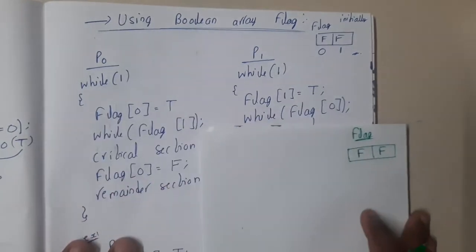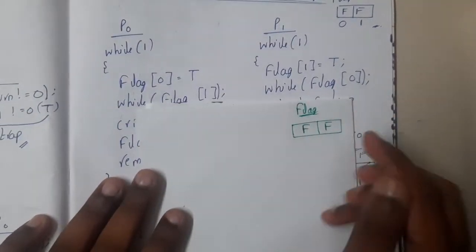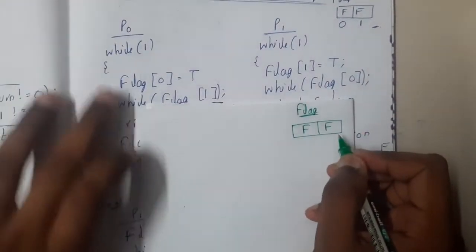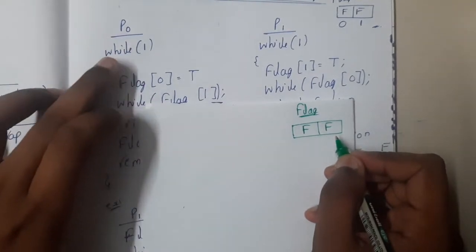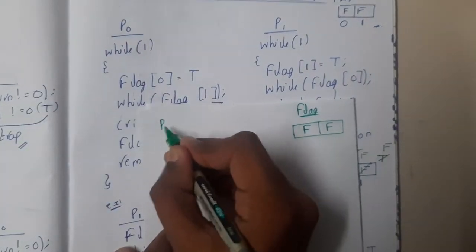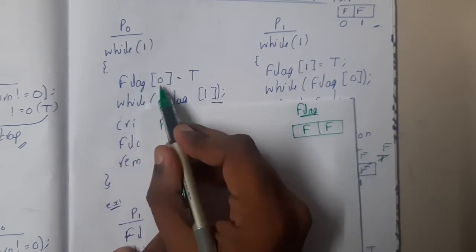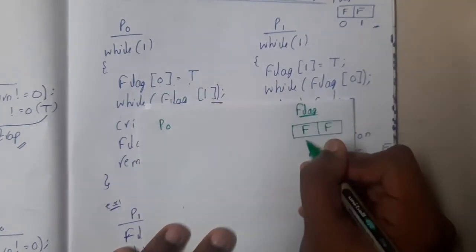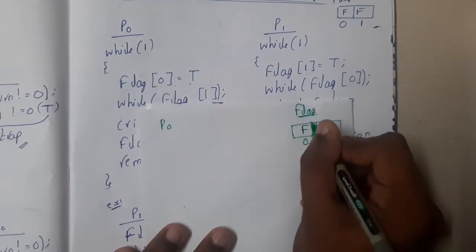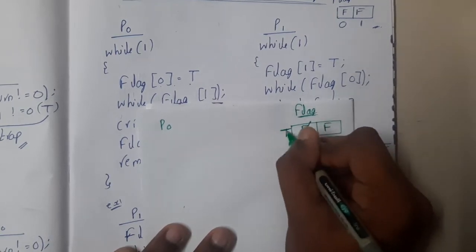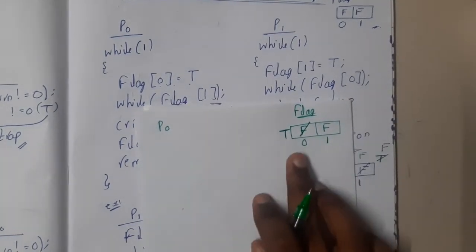If you observe carefully, assume that I want to execute P0 first. P0 says flag of 0 equal to true. So it is going to set its own flag to true because it wants to go inside. It is informing everyone that it wants to go inside.